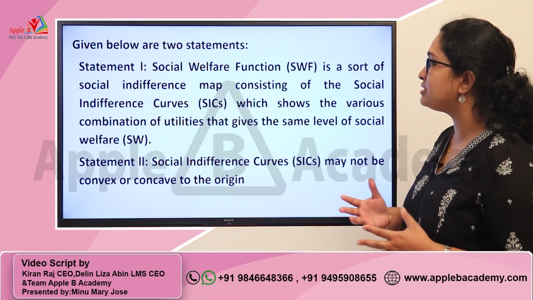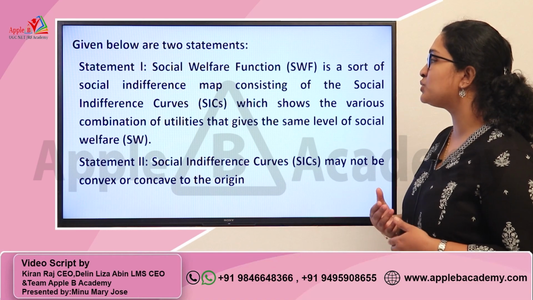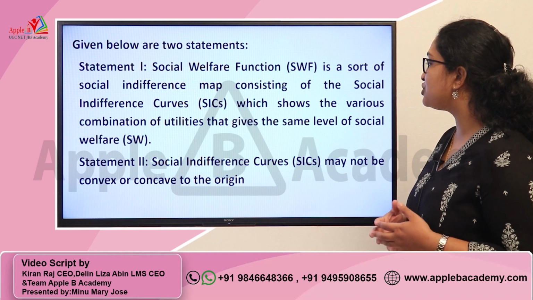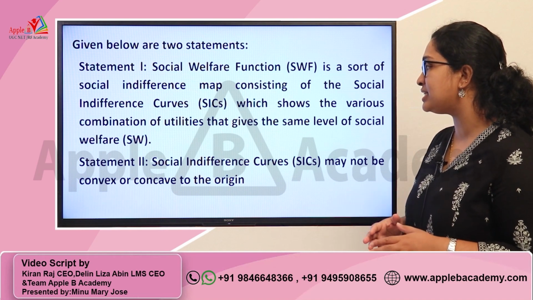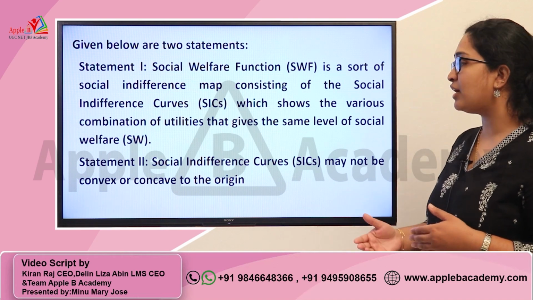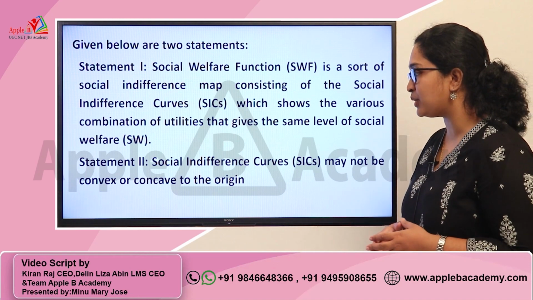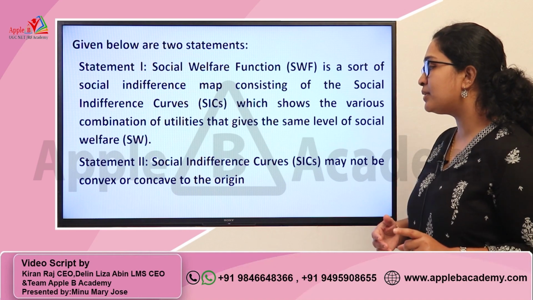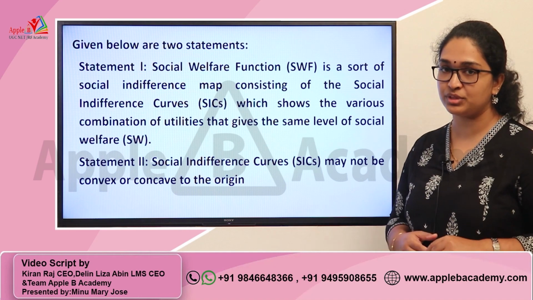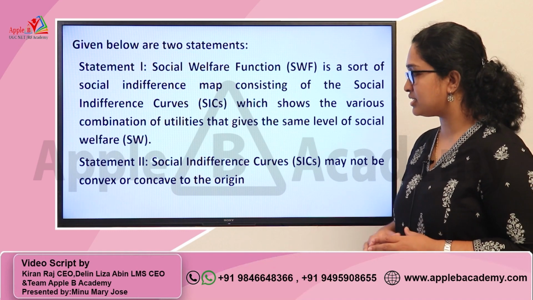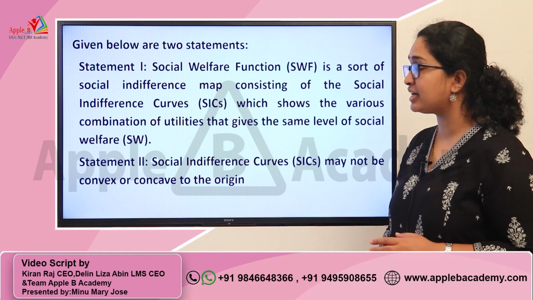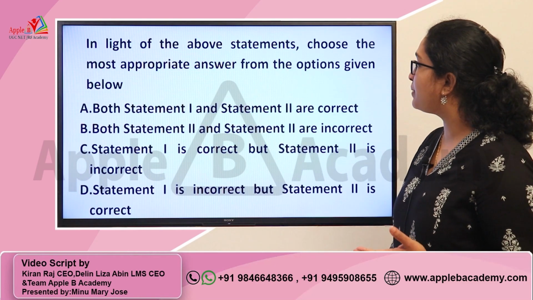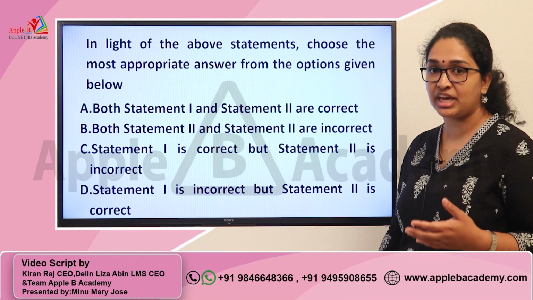Statement 1 goes like this: social welfare function is a sort of social indifference map consisting of the social indifference curves, which shows the various combinations of utilities that gives us the same level of social welfare, that is SW. Now, the second statement is: social indifference curves may not be convex or concave to the origin. These are the 2 statements given here related to social welfare function and social indifference curves. And in the light of the above statements, we have to choose the most appropriate answer.